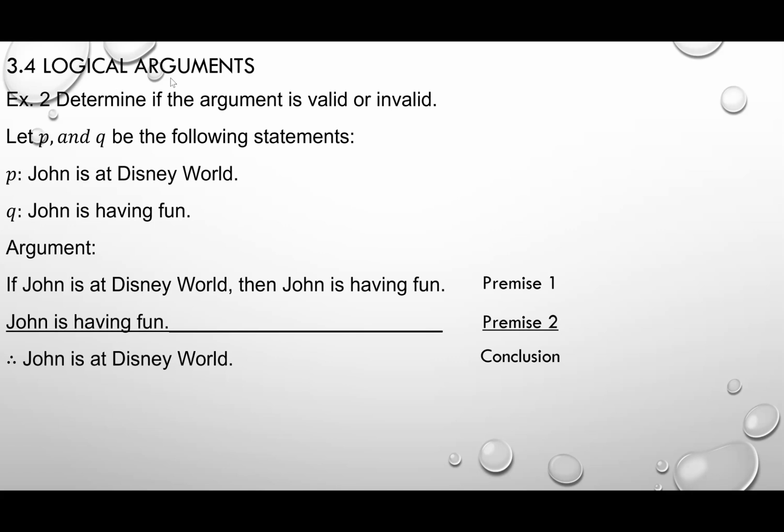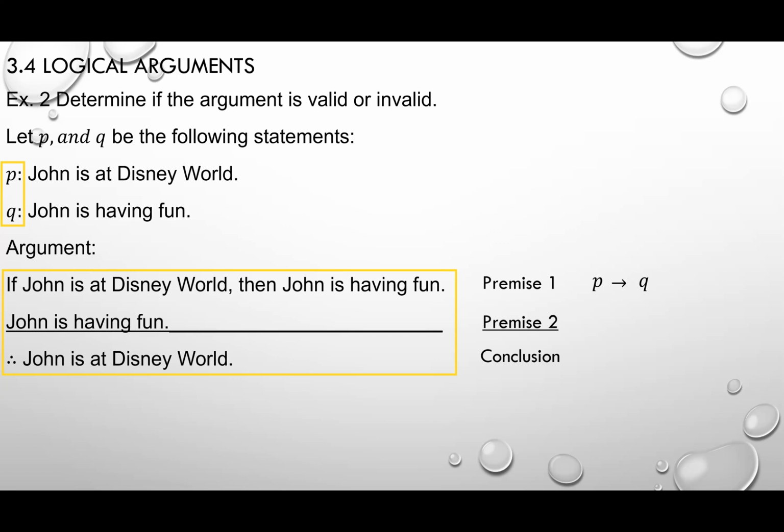Now this is your argument. We need to translate. We need to use the P and the Q here and translate this wording to symbolic. Everybody see the first step? If John is at Disney World, that is your P. Then John has fun, which is the same as before, P implies Q. It's just that my Q is different now. Last time Q was John wearing a Mickey Mouse shirt, right? This time, John is having fun, which is Q.